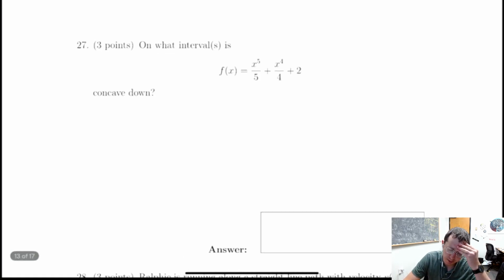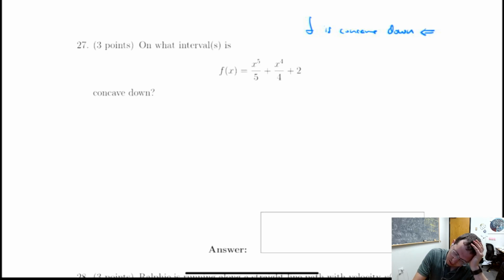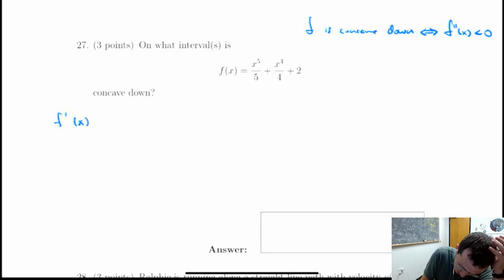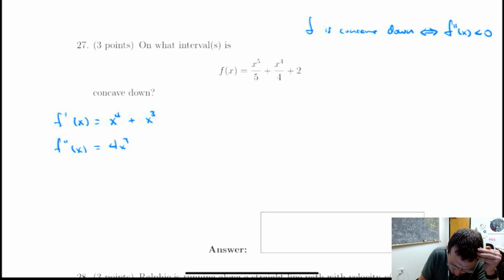All right, where is this function concave down? So a function is concave down when its second derivative is negative. So I need to compute the second derivative, which means I need to compute the first derivative. The first derivative will be x to the 4th plus x cubed. And the second derivative will be 4x cubed plus 3x squared.